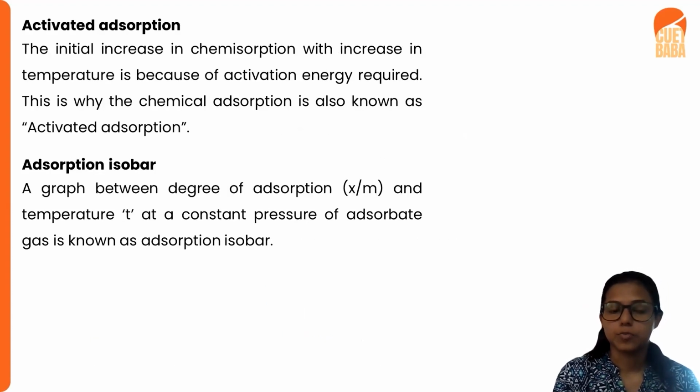What is activated adsorption? In the case of chemical adsorption, the initial increase in the chemisorption with increase in the temperature is because of the activation energy required. We saw in the graph that there will be an increase. First there will be an increase in the adsorption process in chemical adsorption. This is because the increase in the temperature gives energy to the adsorbent, and an activation energy is required for the adsorbent to function. It is provided by the increased temperature. So there will be an initial increase in the chemisorption with the increase in the temperature.